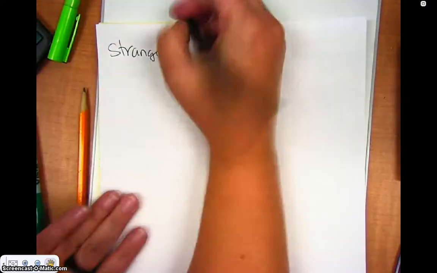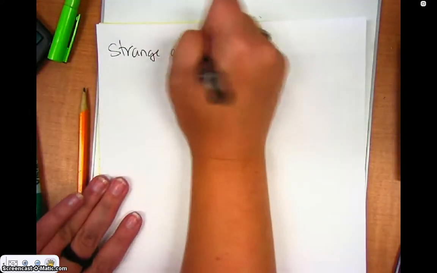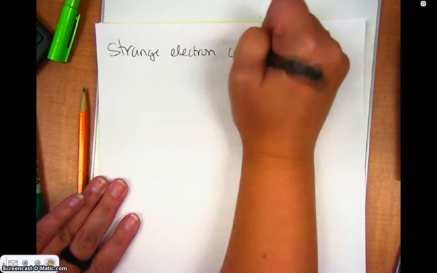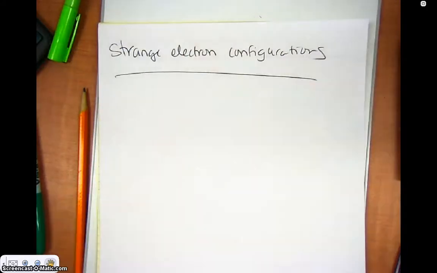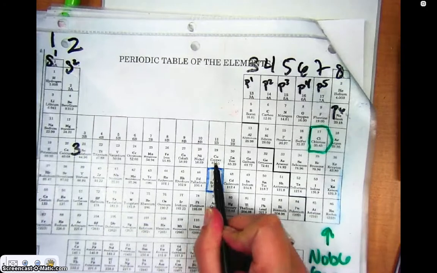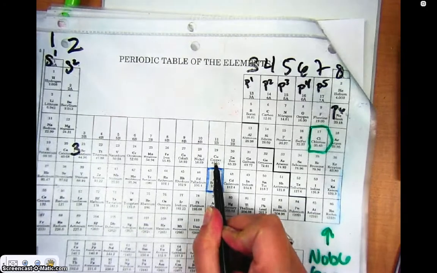Alright, in this video I'm going to give you a couple of examples of some strange electron configurations. I'm just going to do two, and for the most part that's all you really need to understand. So if we look at copper, I'm going to start with copper. Copper's number 29 right here. So I'm just going to go ahead and write the electron configuration for that.